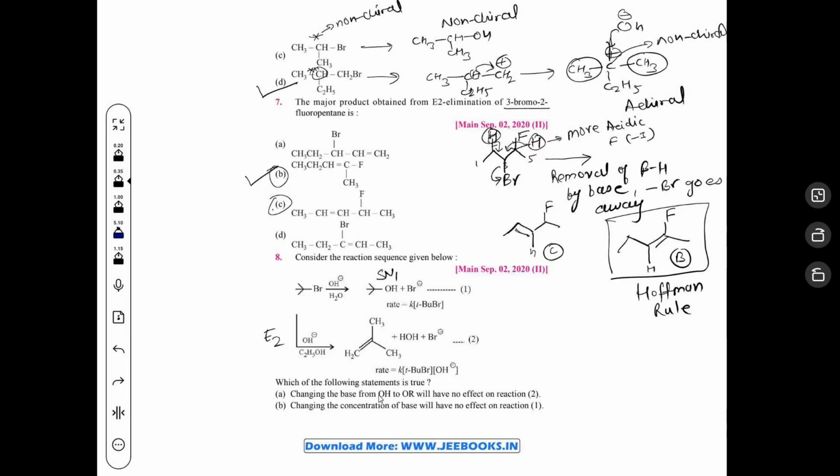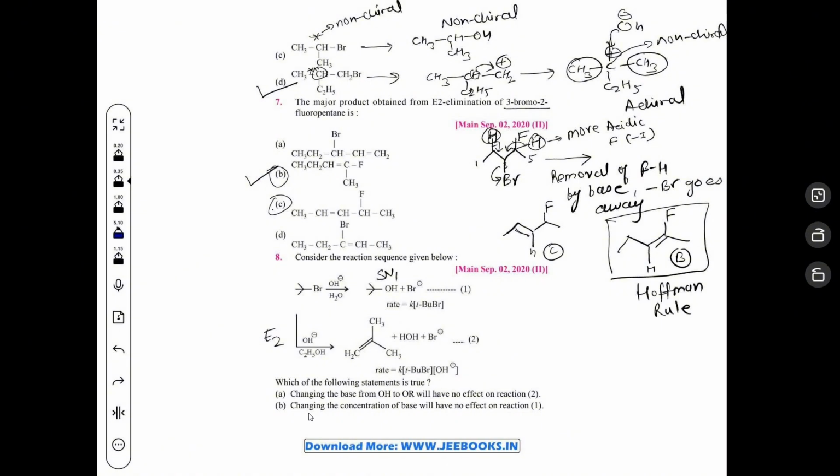Now which of the following statements is true? Changing the base from hydroxide to alkoxide will have no effect on reaction 2. So this is not true. It is a false statement, because if you change from hydroxide to alkoxide, then the elimination of the proton will be faster, and therefore it will for sure have an effect on reaction 2. Now, changing the concentration of base will have no effect on reaction 1. If you see, the rate of the reaction depends on the concentration of reactant, not on the base. Therefore statement B is correct.